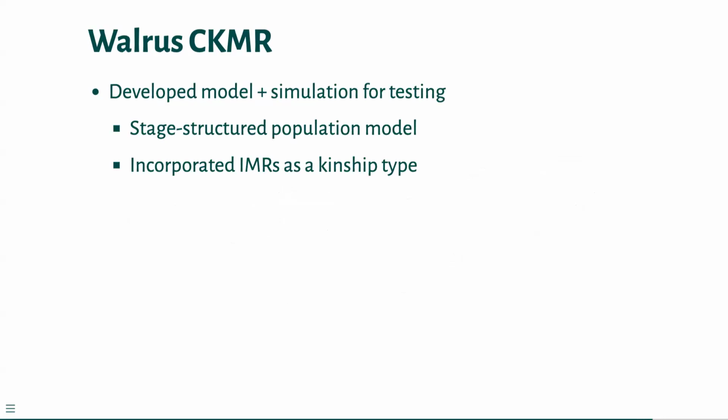We developed a model and a simulation that we could use to test it. This was a stage-structured population model. And as I mentioned before, we incorporated those individual mark recapture estimates. So out of those 8,000 samples, they did get some individuals more than once. We just added that as an extra kinship type and asked, well, what is the probability that if I take a sample in 2020 and 2021, I get that individual again?